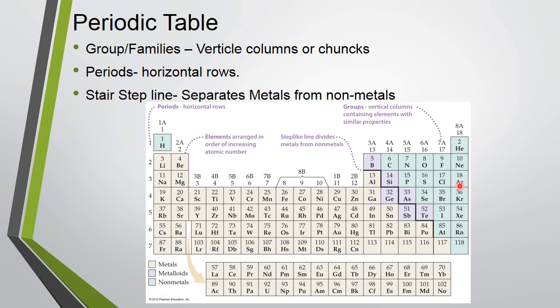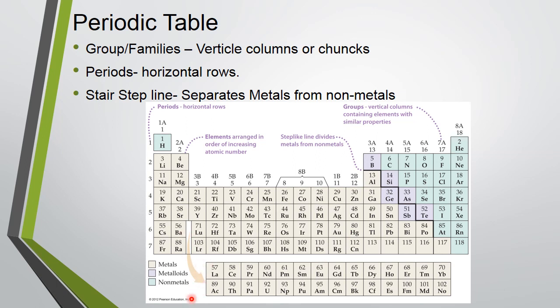Then we have the other side, which is our non-metals, all the blue ones. Hydrogen is included in the non-metals. And then these purple ones that sit along the stair-step line are our metalloids. So those are the ones that have properties of both metals and nonmetals. For instance, silicon has reactions similar to the nonmetals, but it conducts electricity like a metal. So it's a metalloid.